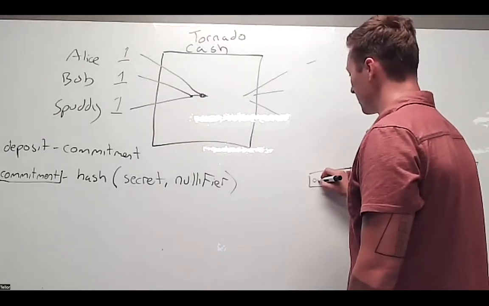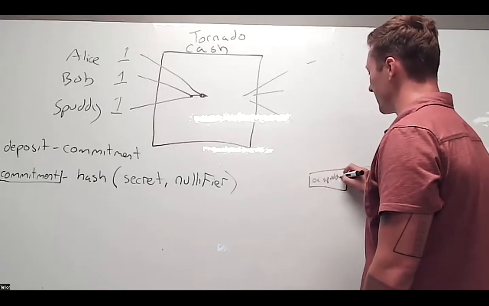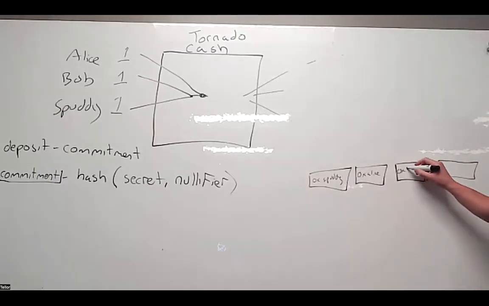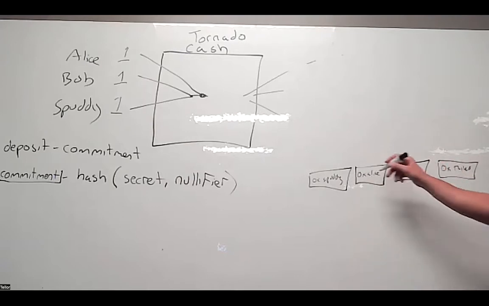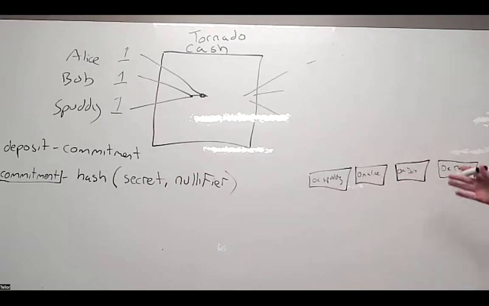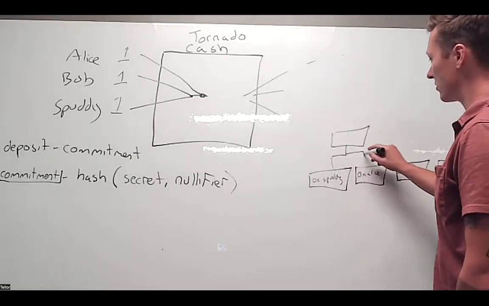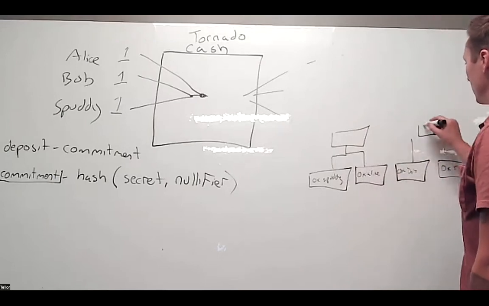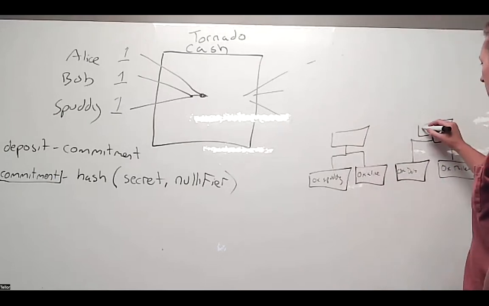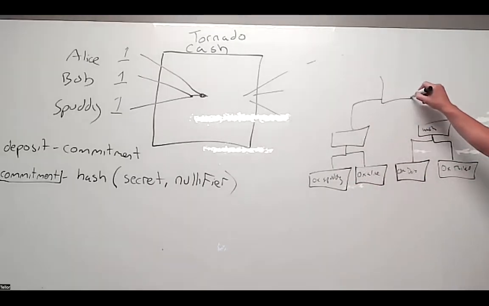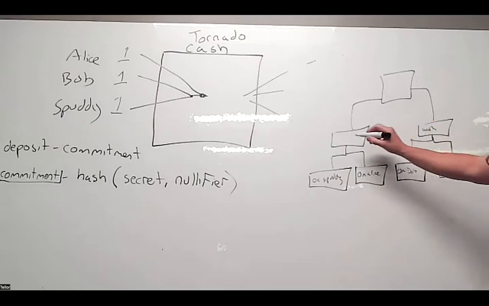So like 0x Spuddy. This will be Spuddy's commitment. This will be Alice. This will be Bob. And this will be Mike. It looks like an address, but it's longer, it's bytes32. And then the next one up on the tree is the hash of these two. And then at the very top, this is the hash of these bottom two.